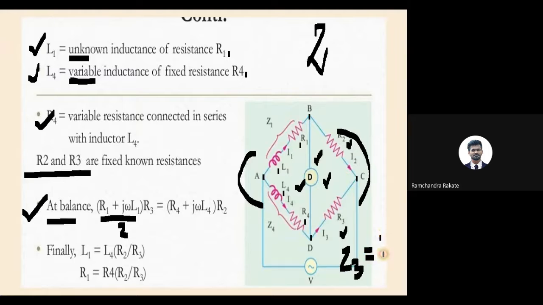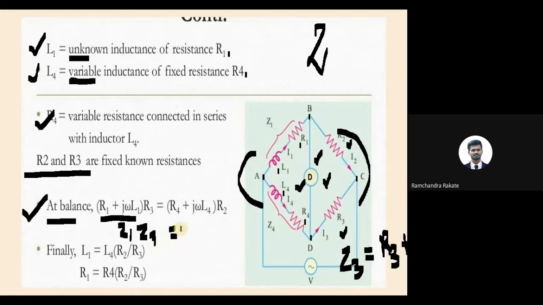Z3 is equal to only R3, because the inductance term is not present here, correct? So the further term gets cancelled, so Z3 is equal to R3. Here also Z2 is equal to R2. Z1 is equal to what? R1 plus jXL. Z4 is equal to what? R4 plus jXL. Correct? So this becomes Z1, this becomes Z3.